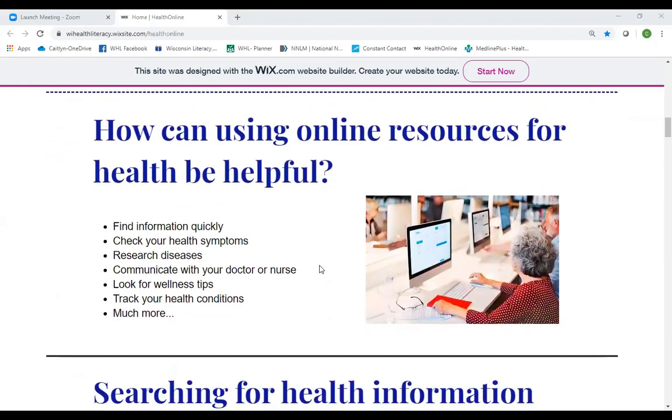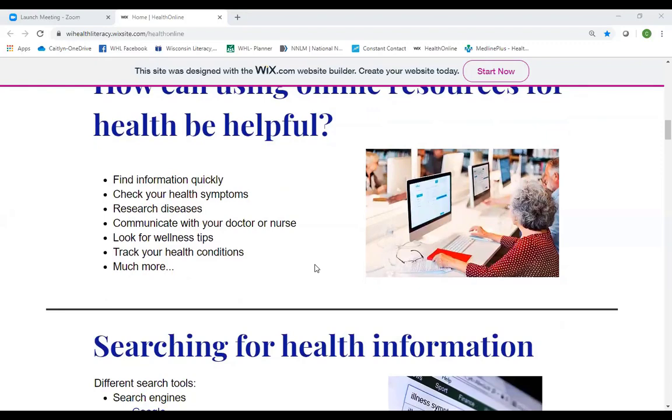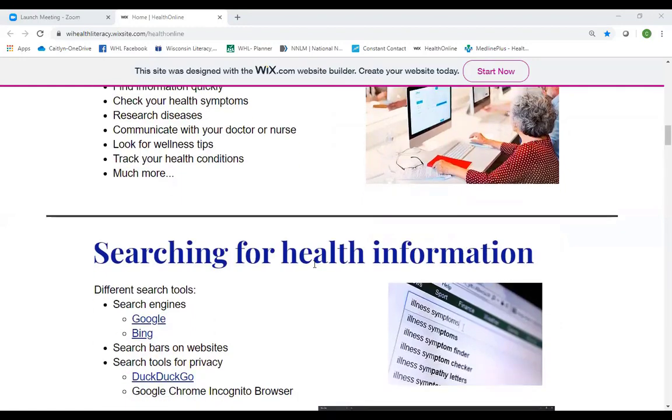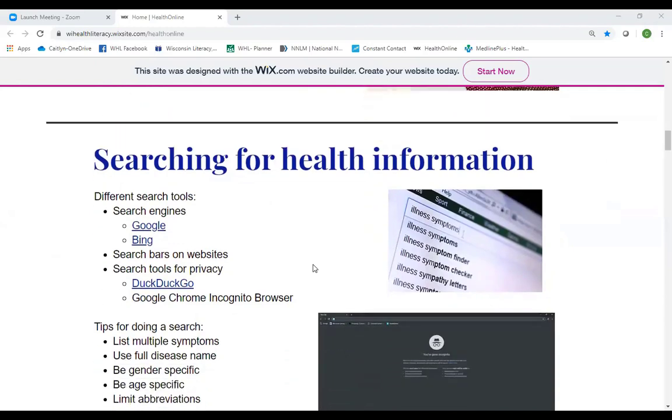We talk about how using online resources can be helpful. It's really important to point out why they should be using these online resources: finding that information quickly. Many today have smartphones, but not everyone does. Still, there are many places that you can access computers if you don't have one at home. And then what can you access when you are using the internet? What should they be doing on there? They need that help. They need that instruction on what to look for.